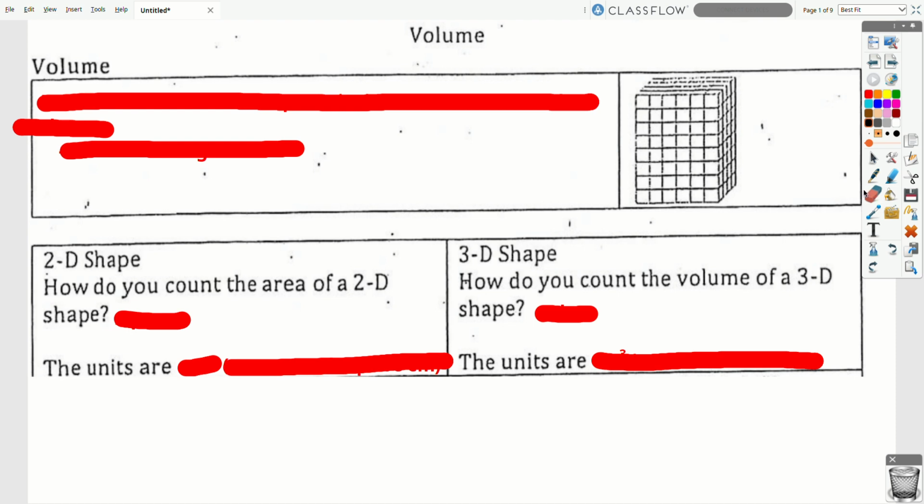Hello everybody, today we will be going over volume. So yesterday we went over surface area, that's like wrapping a gift, it's the area of all the surfaces.